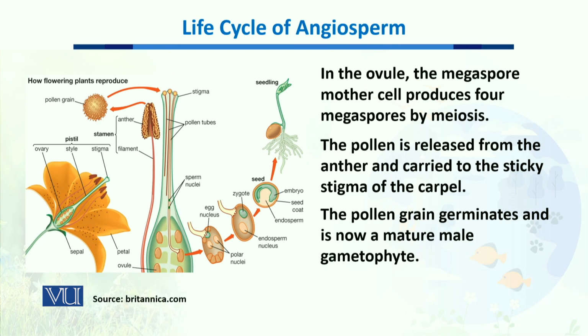Now, in the ovule, megaspore mother cells produce four megaspores through the process of meiosis in the female part of the plant or the flower. The pollen is released from the anther and carried to the sticky stigma of the female reproductive organ, the carpel. You can see here at the tip of the stigma some pollen grains sticking to that part. These pollen grains germinate and become mature male gametophytes.